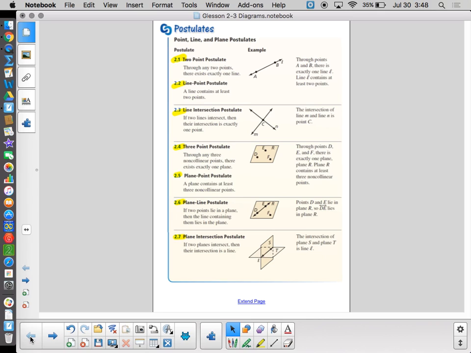The line-plane postulate: if 2 points lie in a plane, the line containing those points also lies in the same plane. Again, rather obvious statement. And finally, the plane intersection postulate: if 2 planes intersect, that intersection is a line. Not a segment, but an actual line, because planes are infinite, as are lines. So when 2 planes intersect, you get a great picture of the intersection as a line. If you're not sure about that, look in whatever room you're in. See where 2 walls intersect. You'll see a crease there. That's a line. It's not a point. The planes intersect at a line.